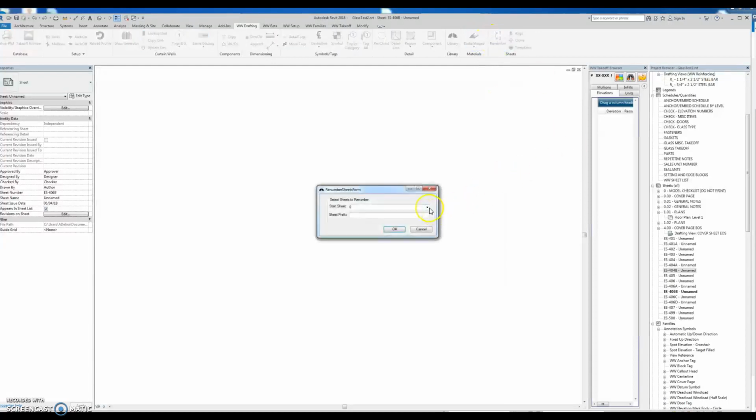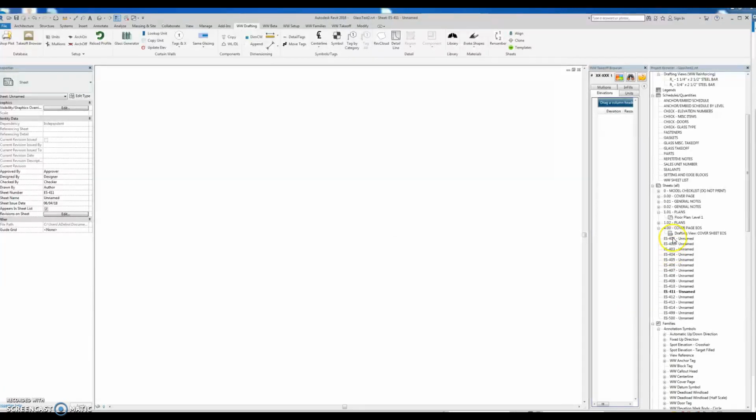So all you need to do is select the first sheet that your pattern starts at, and then type in the prefix. So now I have 401, 402, 403, 404, etc.